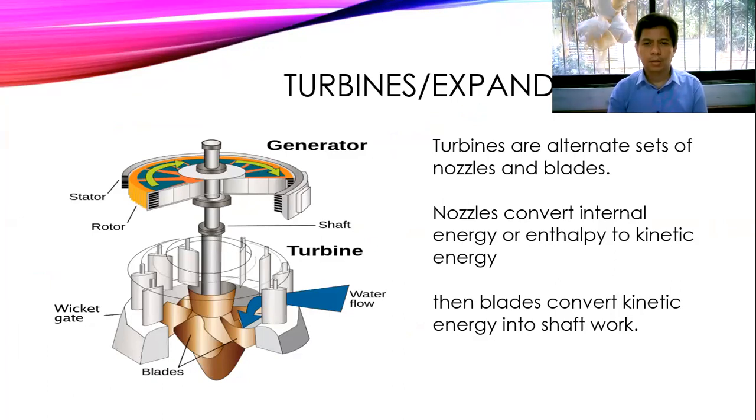Okay. So generally a turbine has alternate sets of nozzles and blades. So generally, steam enters the turbine. So the nozzle increases the velocity of the steam. Basically, what happens is that the enthalpy, or the energy of temperature and pressure, is converted to kinetic energy.